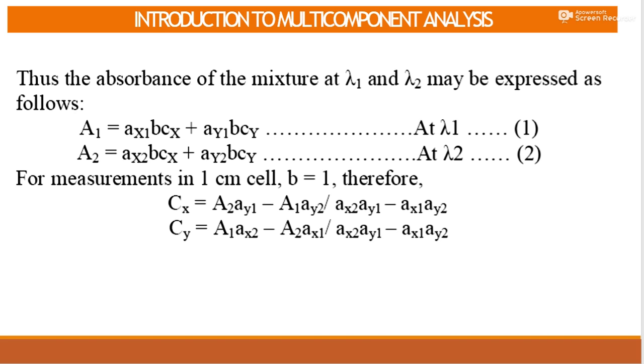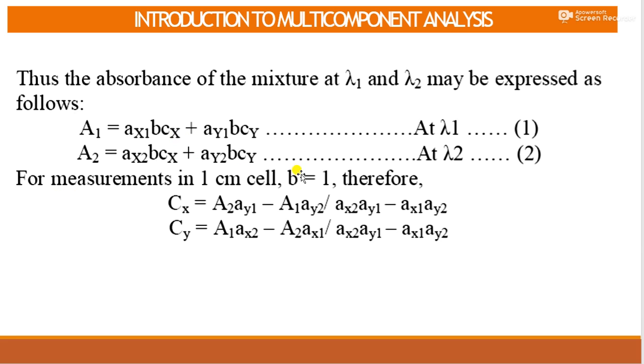Now, what is that equation? The absorbance of the mixture at lambda 1 and lambda 2 can be expressed as capital A1 is equal to Ax1 b Cx plus Ay1 b Cy at lambda 1, and it is also expressed as capital A2 is equal to Ax2 into b Cx plus Ay2 into b Cy, that is at lambda 2. Here b is equal to 1, that is 1 centimeter.